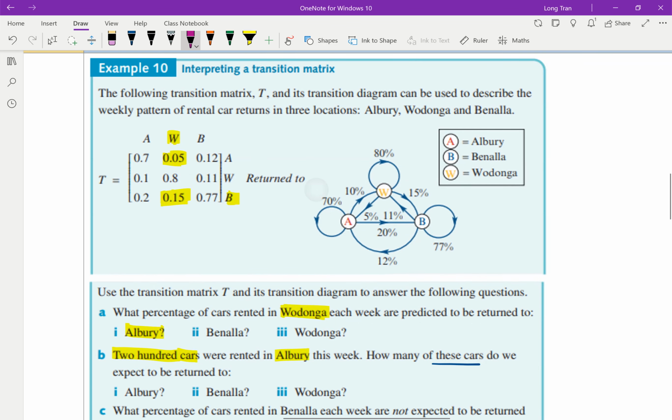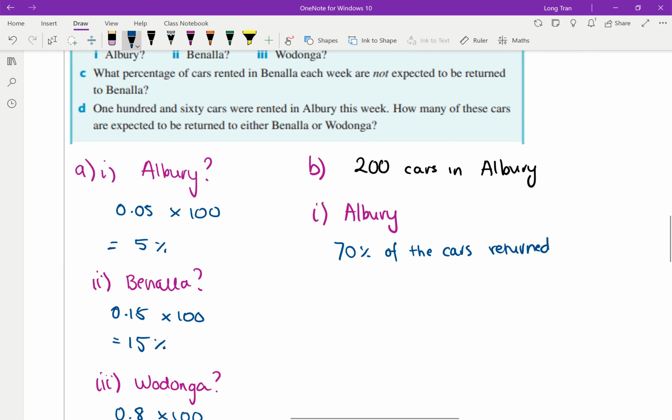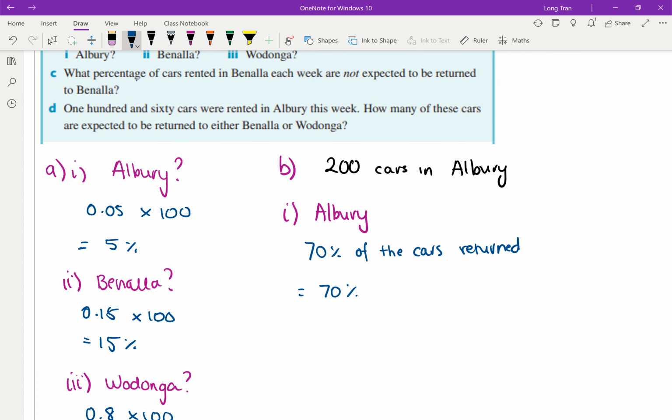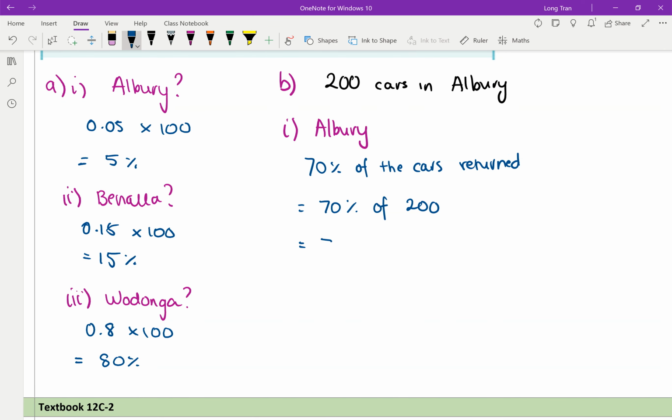So we have a look at our transition diagram. We say, well, rented in Albury is here, but chance of returning it back to A is 0.7. Okay, so that means there's a 70% chance of the cars returned back to Albury. But then how many cars are there? There are 200. So essentially you're looking for 70% of 200. So how do you do that on your CAS? That's just 70% means 70 over 100. Of means times 200. So that's what I'm going to be typing on my CAS.